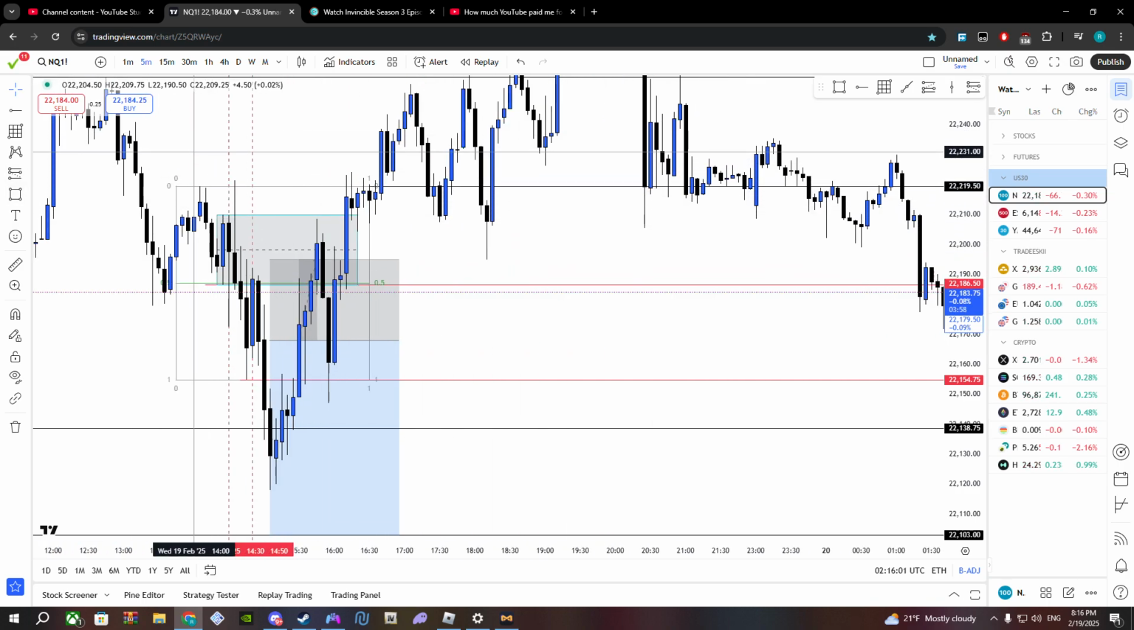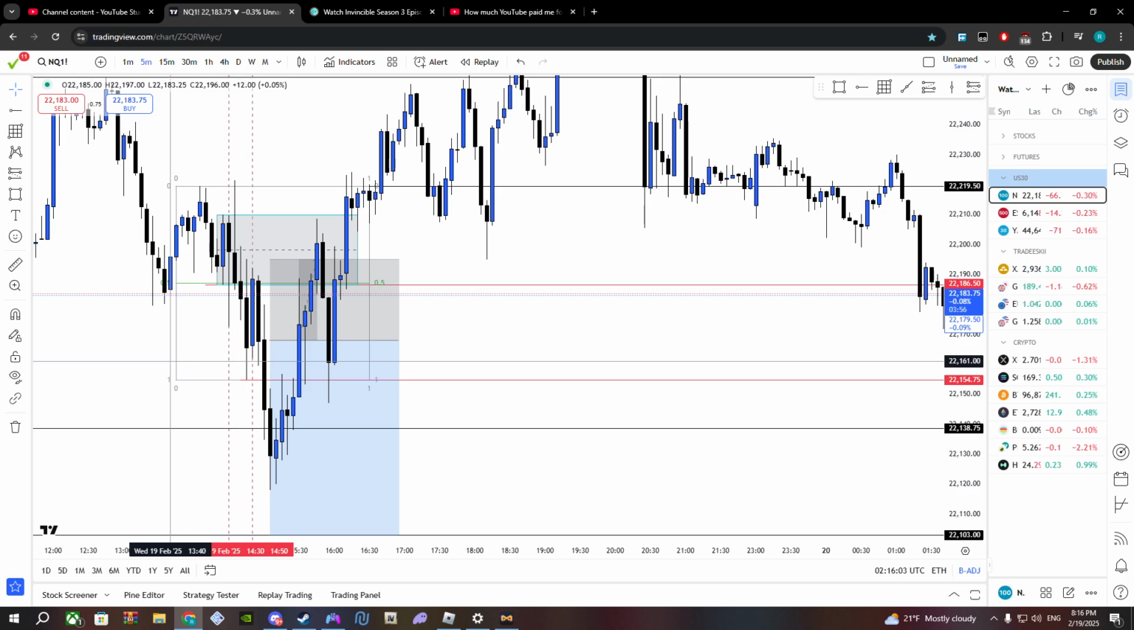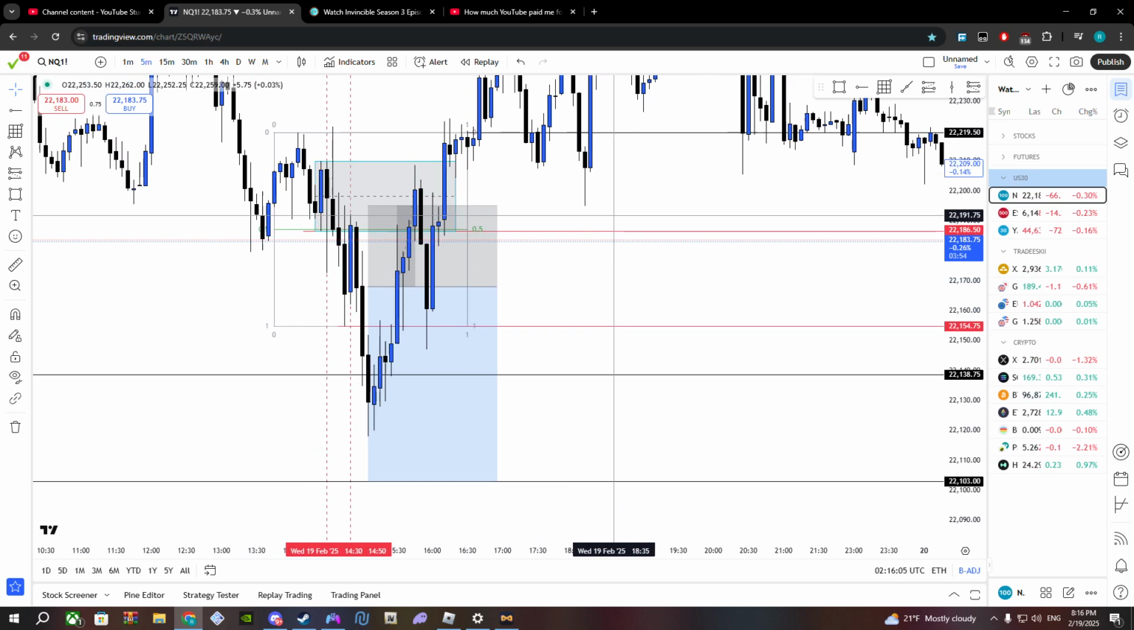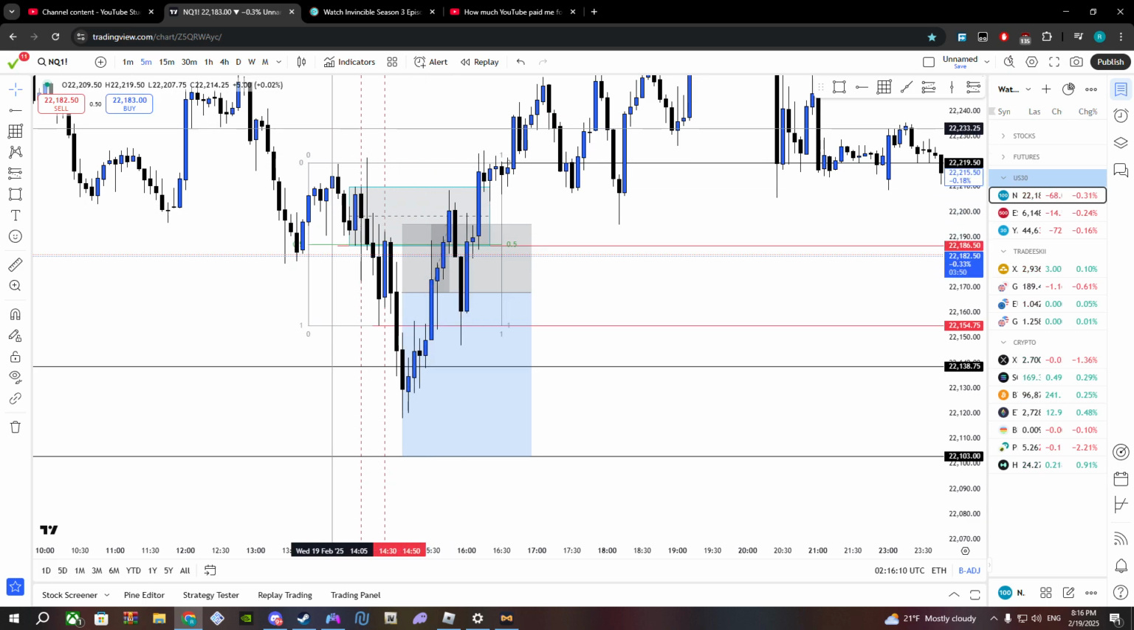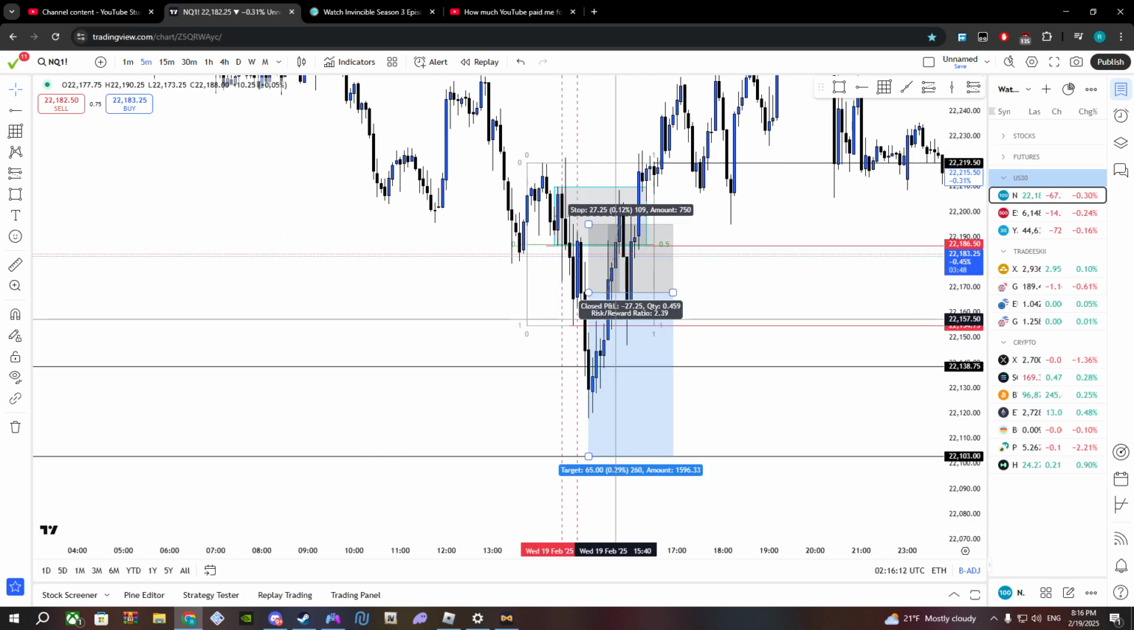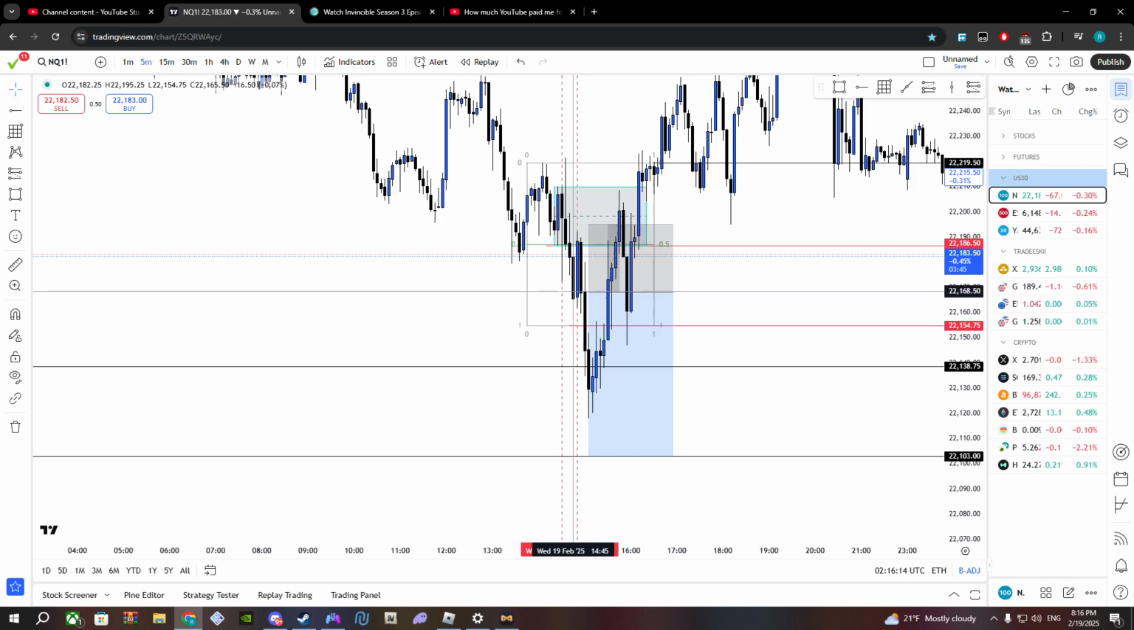We saw a liquidity sweep on the 5-minute, a break of structure on the 5-minute, an order block on the 5-minute, and an equilibrium on the 5-minute. And we respected all these bearish confluences, and I took the trade. My first take profit got hit, and I got stopped out at break even. So still a winning trade today. But yeah, that's a trade recap for you guys.